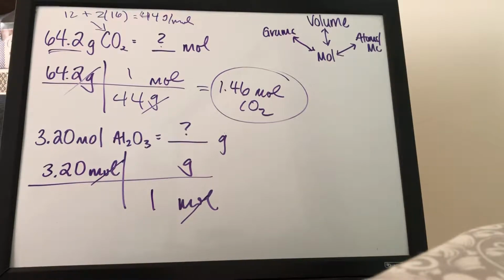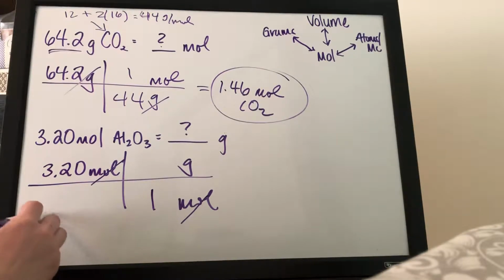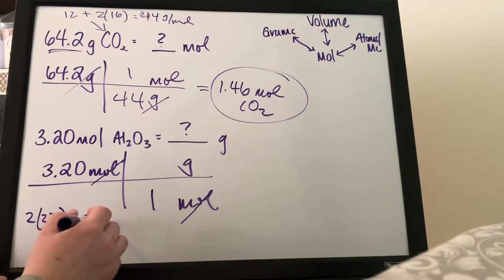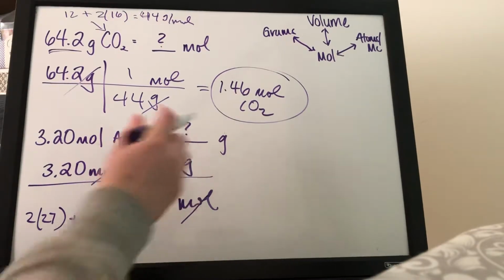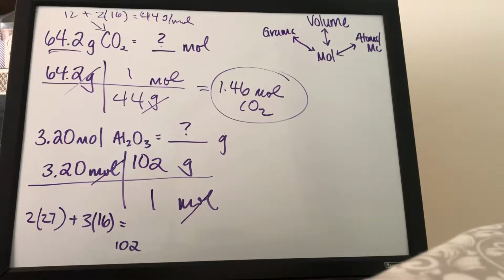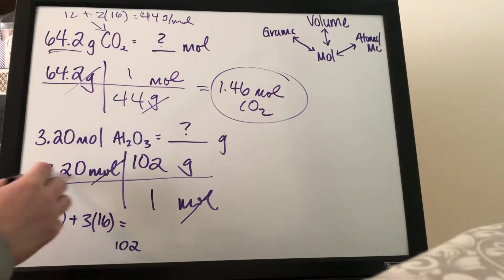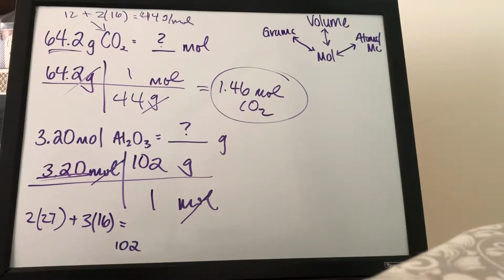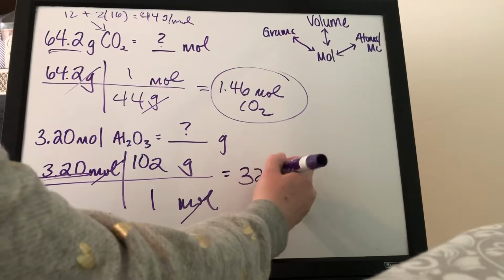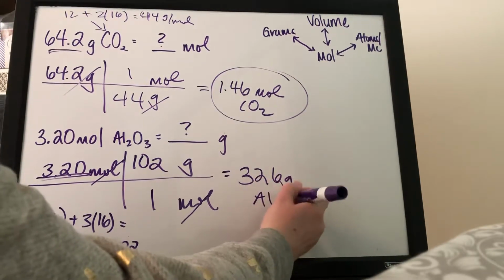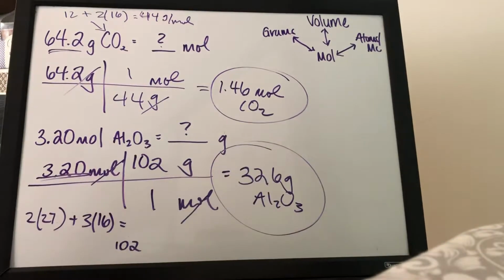And then I do a molar mass calculation for aluminum oxide, which in this case is 2 aluminums at 27 and 3 oxygens at 16, which is a molar mass of 102 grams per mole. And that 102 goes right here. This time I'm multiplying. And again, a sig fig discussion. This thing is what's going to limit me. I have 3 sig figs. So round my answer off to 3 sig figs, and I get 326 grams as my answer for that one. So that's gram and mole conversions.